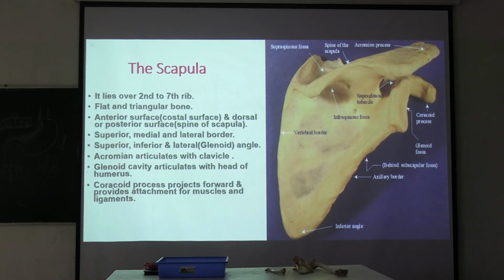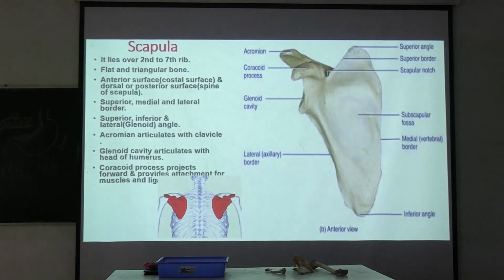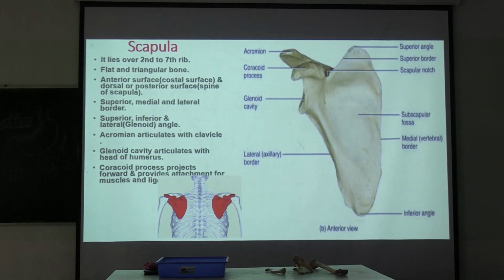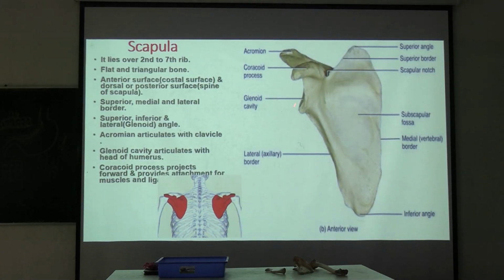This bent finger shaped process is the coracoid process. It gives attachment to different muscles and ligaments. See here, this is the lateral border, glenoid cavity, superior border, and medial border.